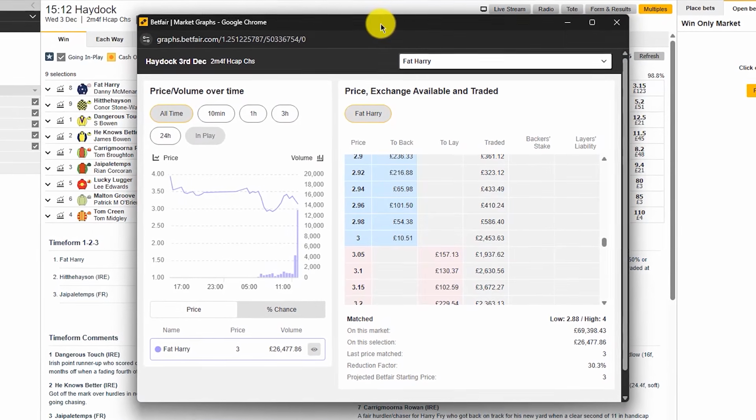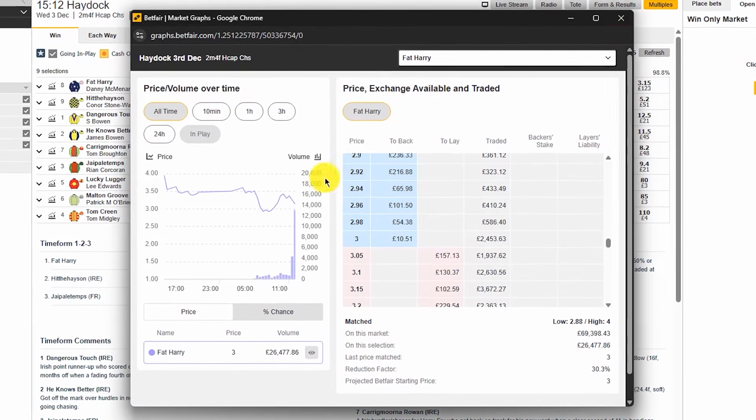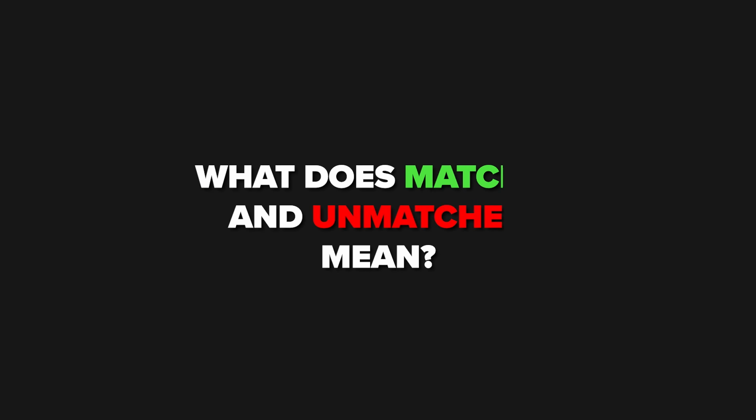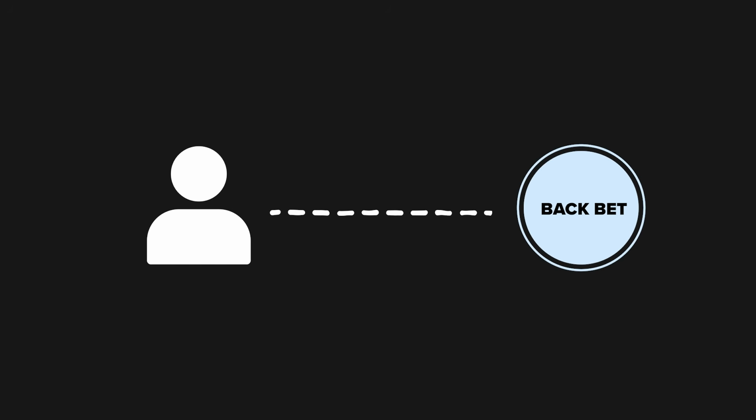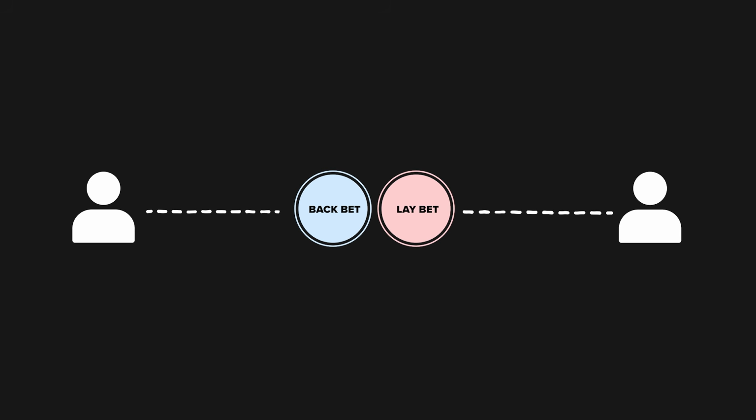It helps us understand how supply and demand has affected the price here already. Now, what does matched and unmatched mean? When you place a bet on an exchange, you can choose your price. However, it only becomes active once someone is willing to bet the other side of it. It's called a matched bet.